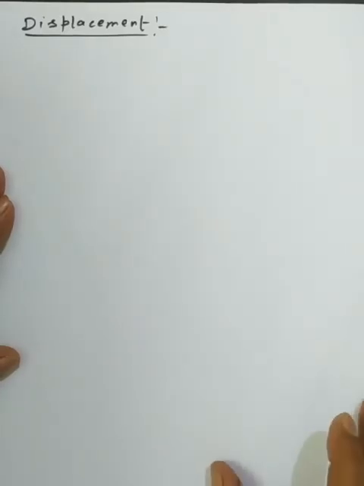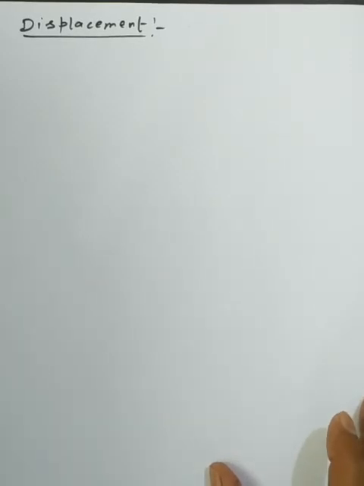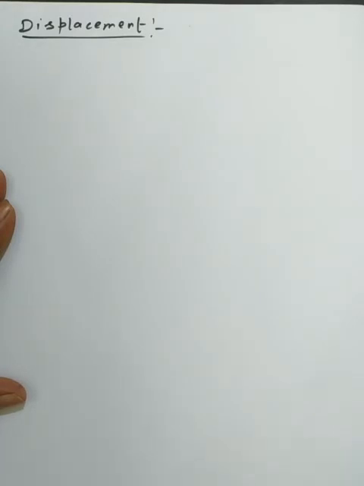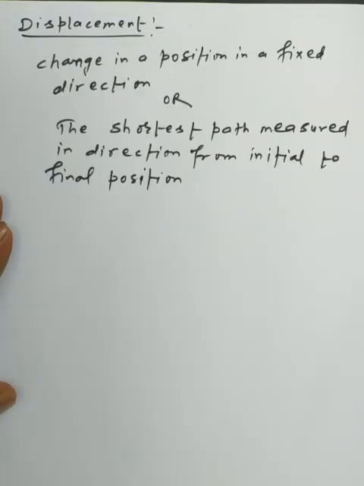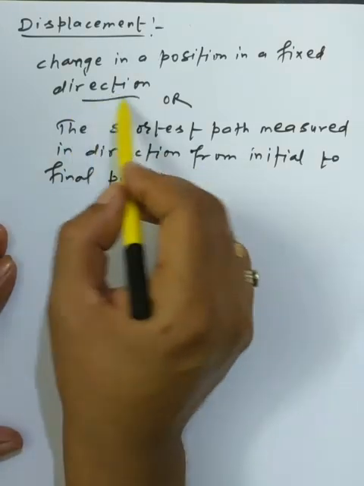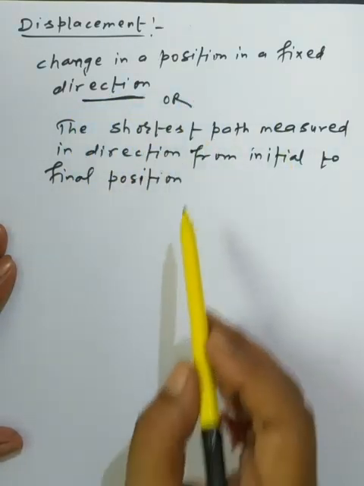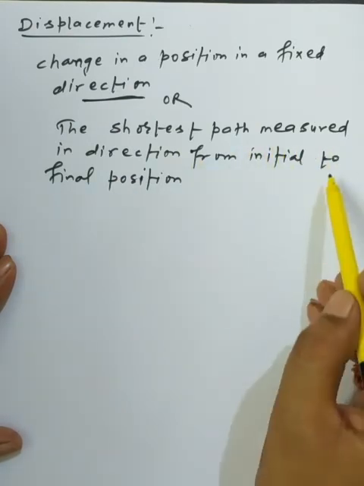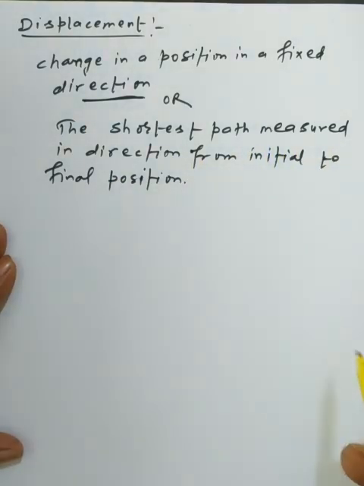So, dear students, what actually is the displacement? It is the shortest path traveled by an object during the motion, or the length between the initial and the final position in a particular direction. Or the change in the position of an object in a particular direction, it makes the sense of the displacement. So here we are using the interesting word, that is called the direction, and the shortest path measured in the direction from initial to final position. So it is called the displacement.